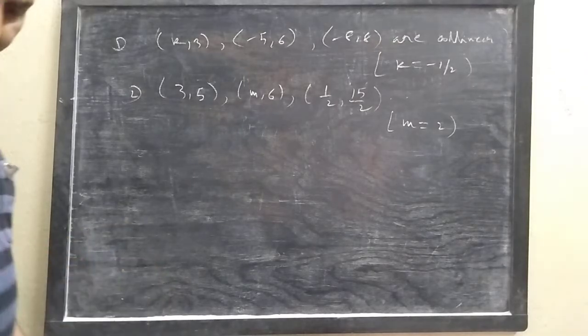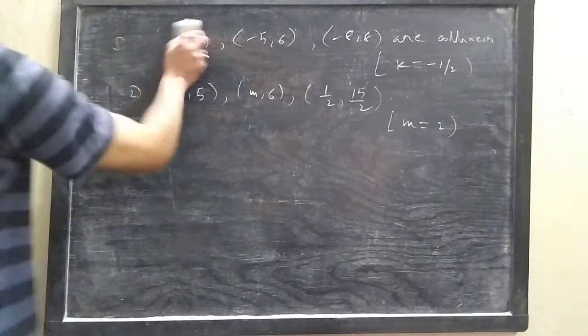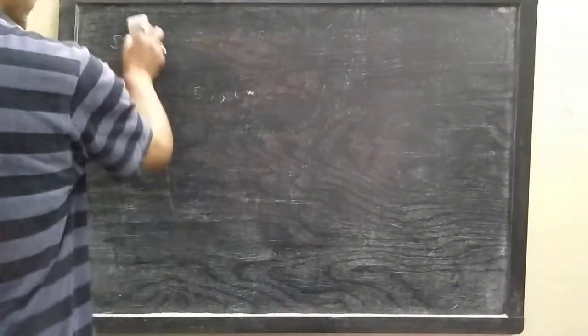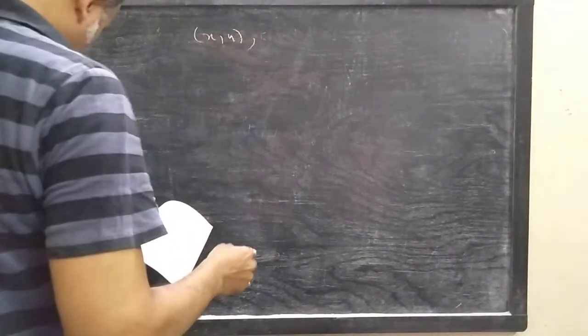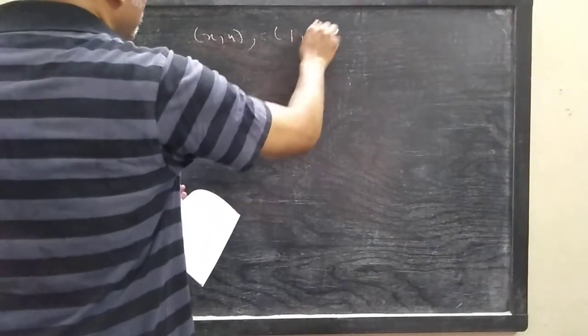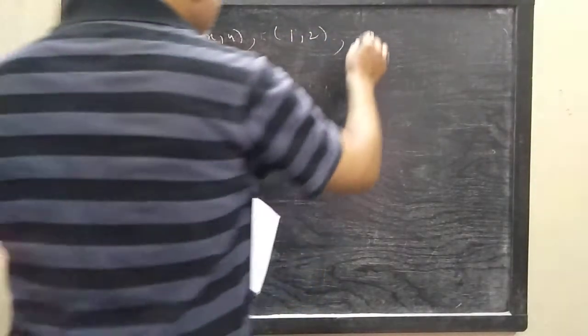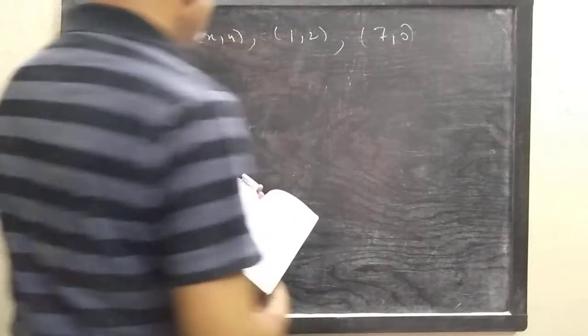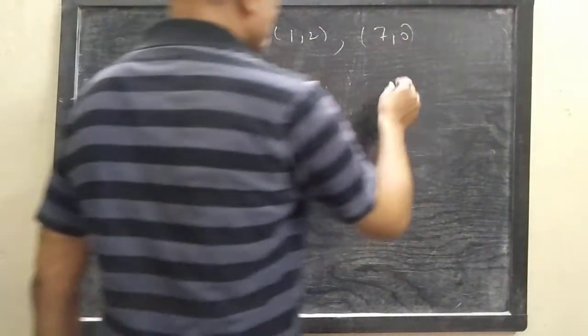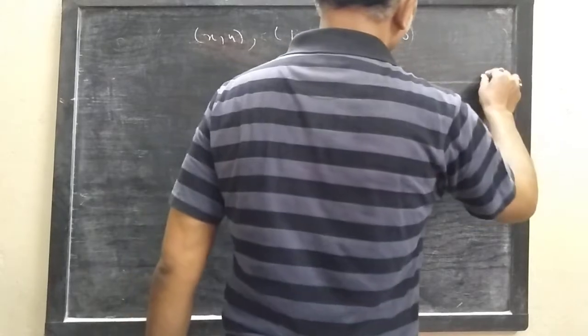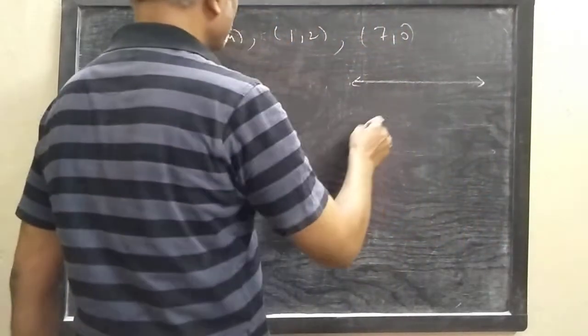Next question. Find a relation between x and y if the points x comma y, 1 comma 2 and 7 comma 0 become collinear. This is very important. Just find its importance from here.